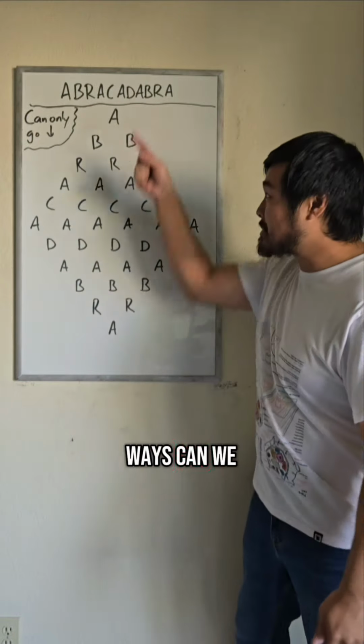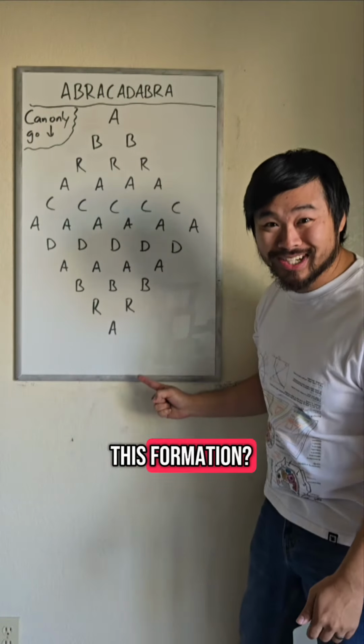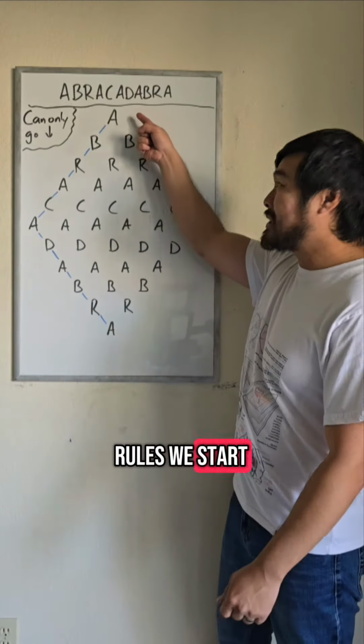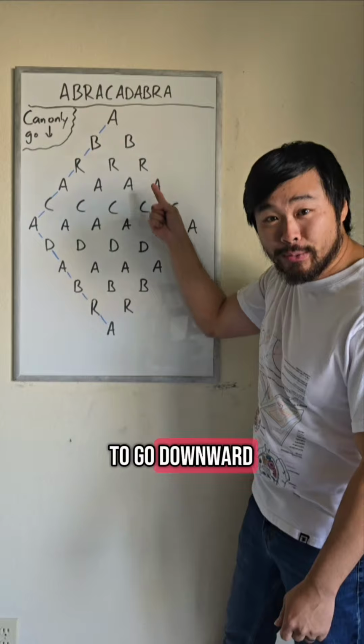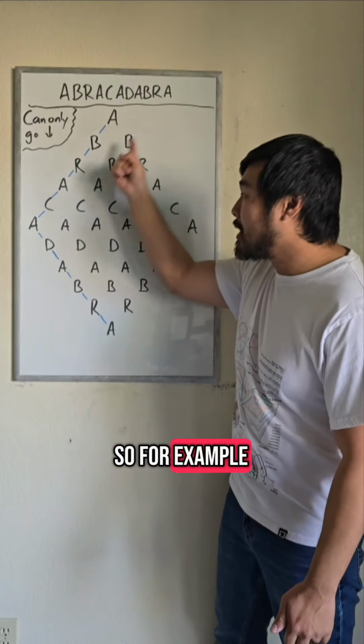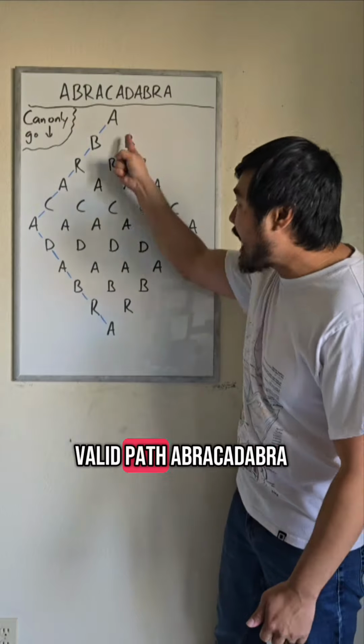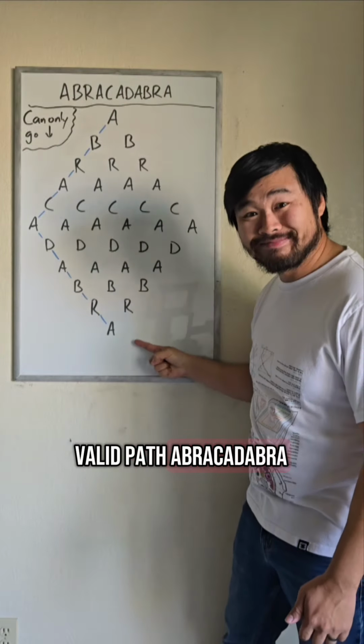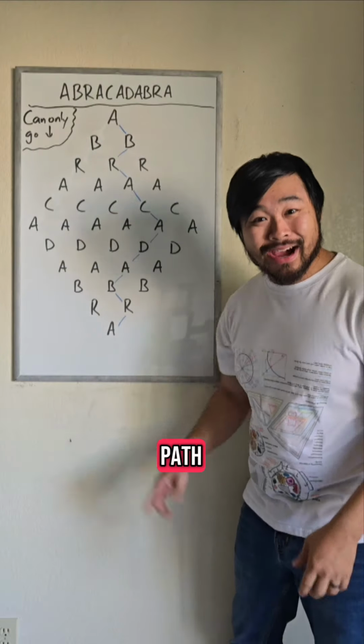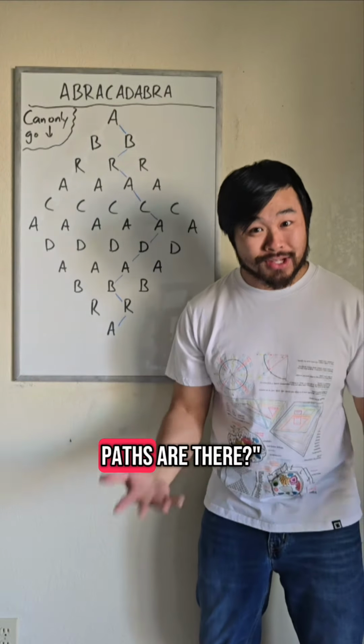How many different ways can we spell abracadabra in this formation? Here are the rules. We start at the A at the top, and we have to go downward every time. So for example, this is a valid path. Abracadabra. And here's another path. Now the question is, how many different paths are there?